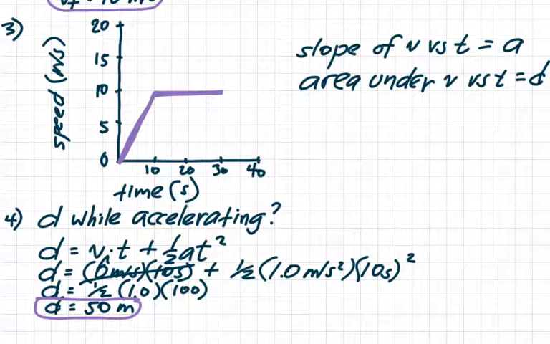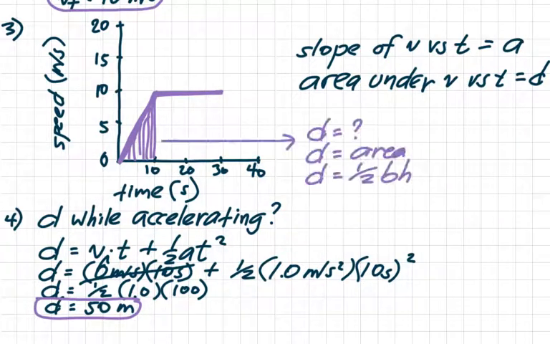So you can use the given information from number 2 and just do d equals v_i t plus 1/2 a t squared. You wind up with 50 meters. But also, earlier I said that the area under the v versus t curve is displacement. So if we're talking about the first 10 seconds while it's accelerating, maybe I can take the area under this shape, this triangle right here, and see what that area is, and see if I get the same answer.